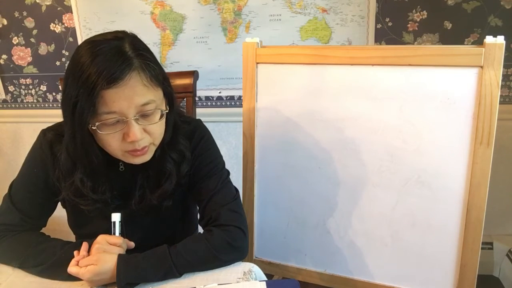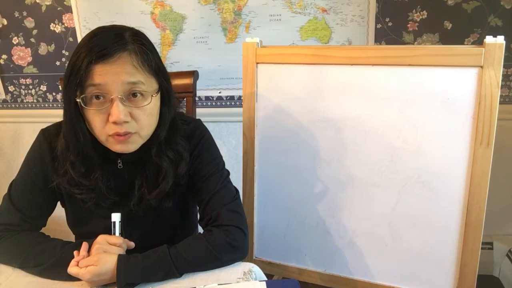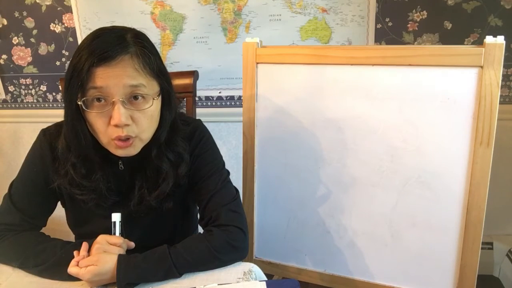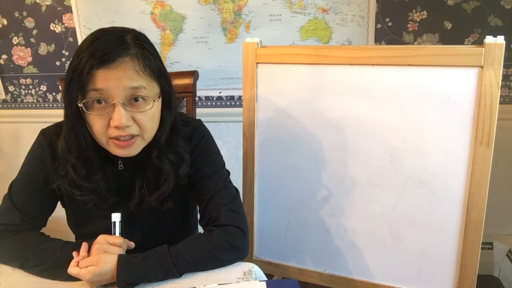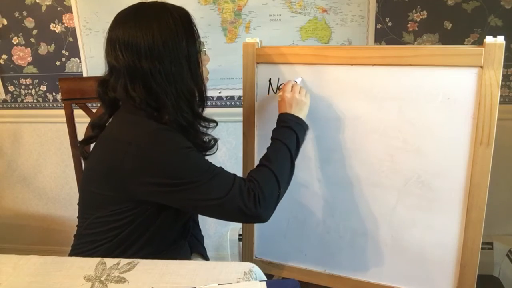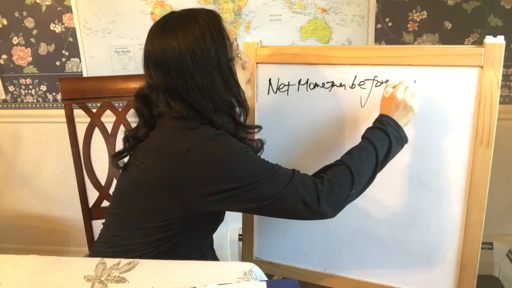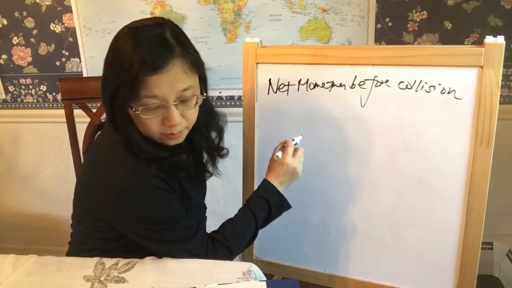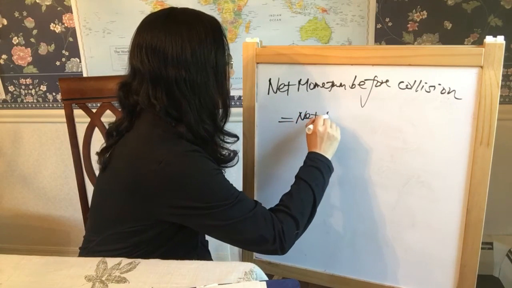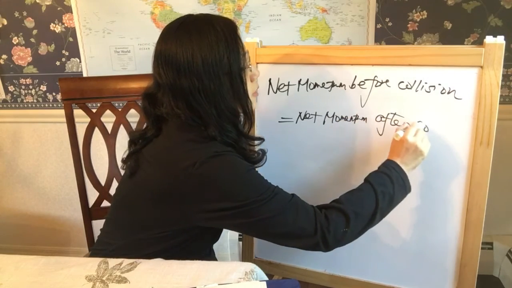The major thing here is that when we say momentum is conserved, we're talking about the momentum of a system being conserved. So let's say you have two objects, object 1 and object 2, and they collide with each other. We need to calculate the momentum for both objects before the collision and after the collision. So net momentum before collision equals net momentum after collision.